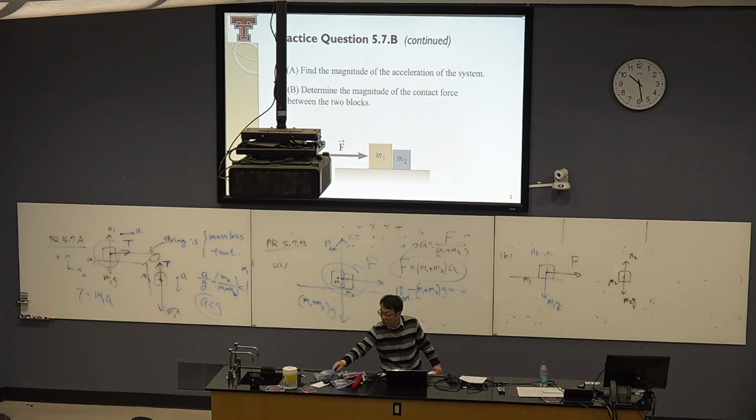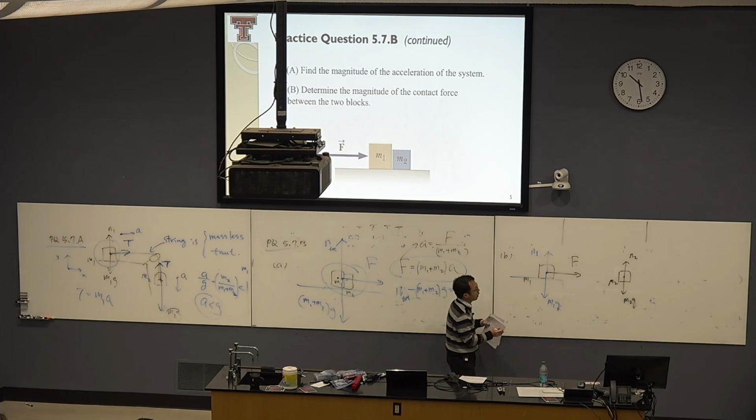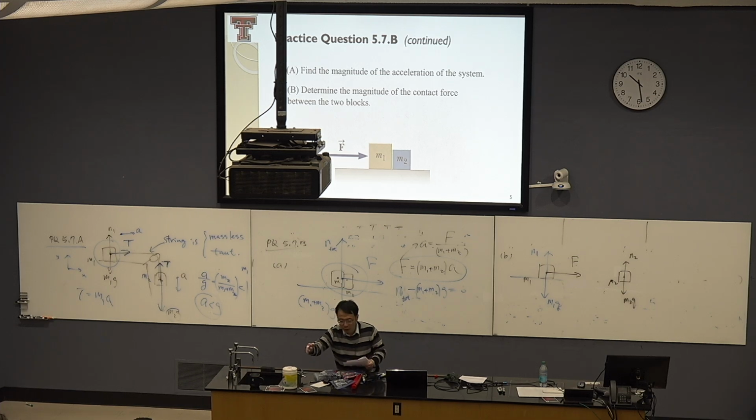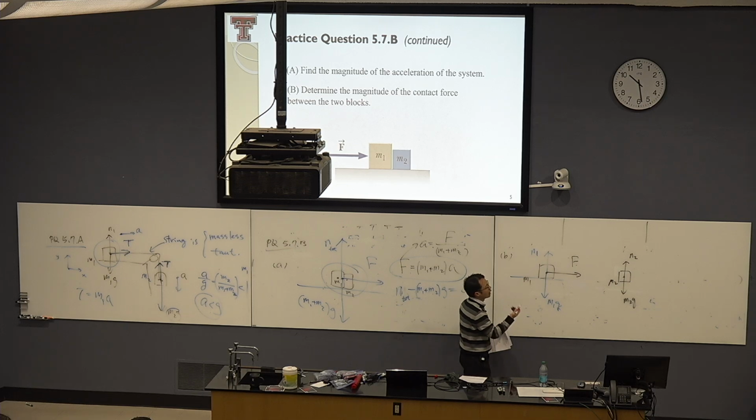Yes. Okay. So that's great. We miss the contact forces between them. So now let's be careful and think about the direction. From your real life experience, when two objects push against each other, those forces will arise in pair. Actually, according to Newton's third law, right?